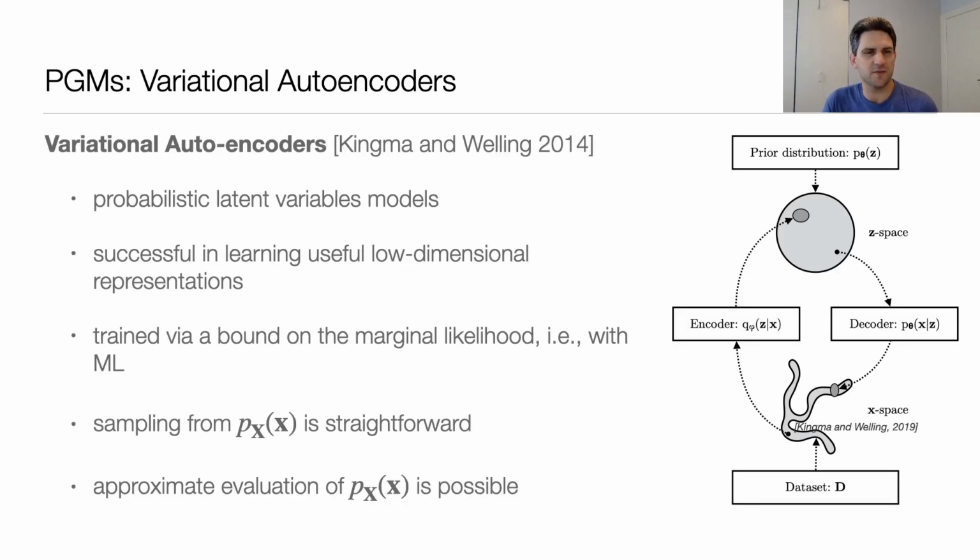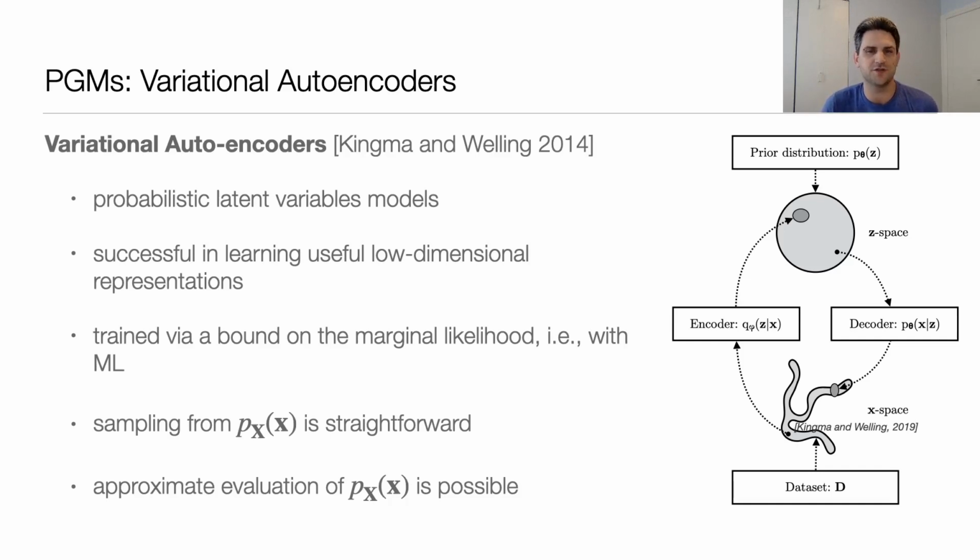Introduced at around the same time are variational autoencoders. These are a probabilistic form of a latent variable model where we assume that we have some low-dimensional representation that generates our high-dimensional object, in this case an image. VAEs have been quite successful, in fact, in learning these low-dimensional representations, especially when getting these representations themselves is the goal of learning a probabilistic generative model.